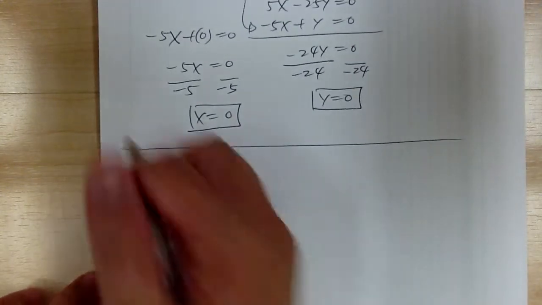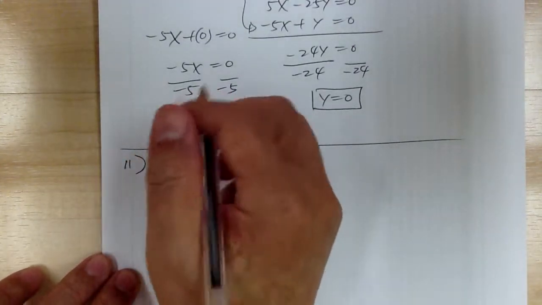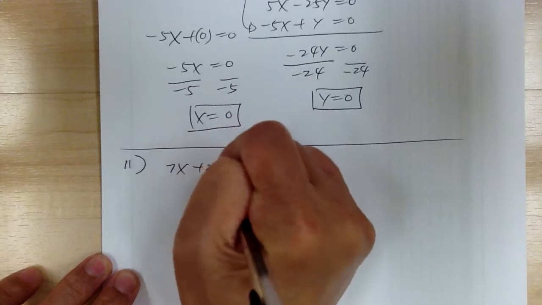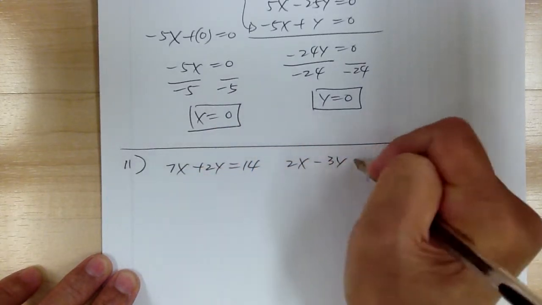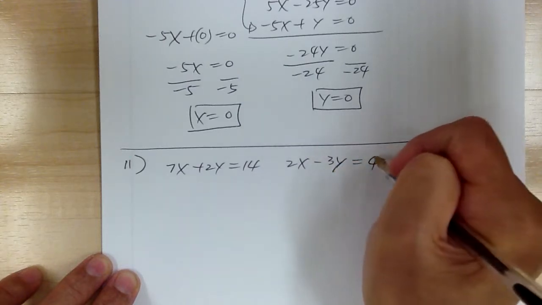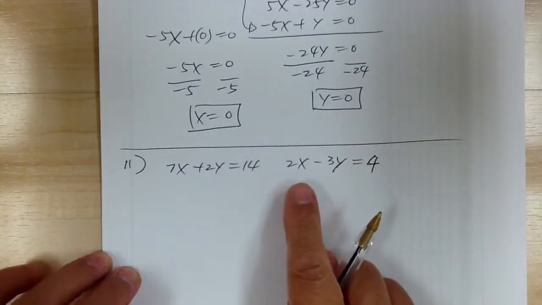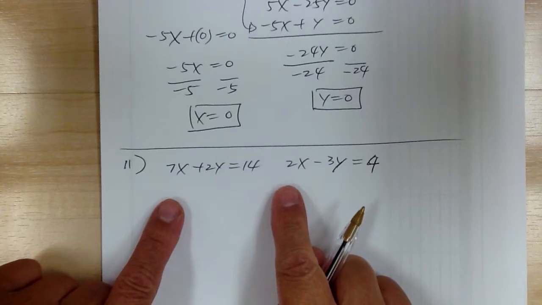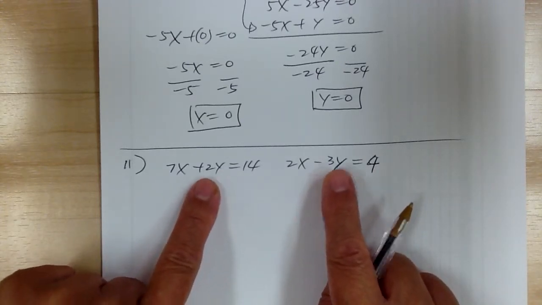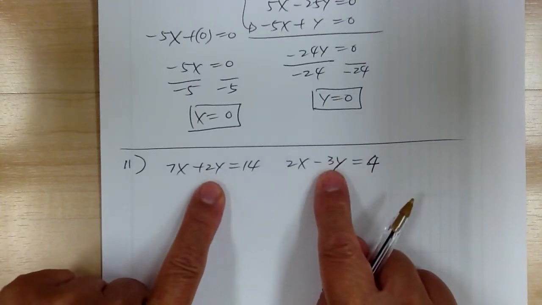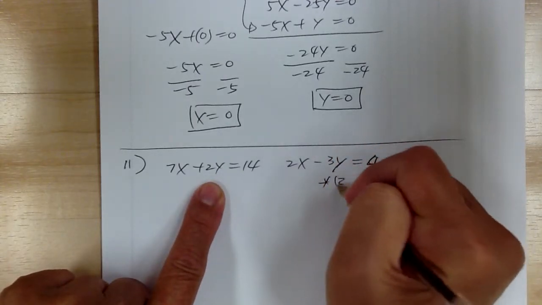Okay, let's go to 11. You got 7x plus 2y equal to 14. You got 2x minus 3y equal to 4. So this one is going to be kind of messy because the numbers are kind of bad. So I'm going to make the y opposite because they are lower numbers. So 2 and 3, I need to get to the 6. Okay, so I'm going to multiply by 2.